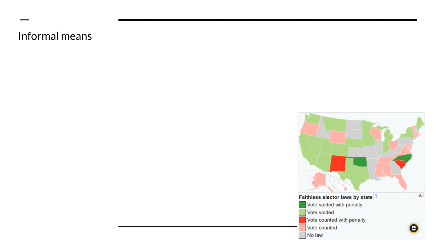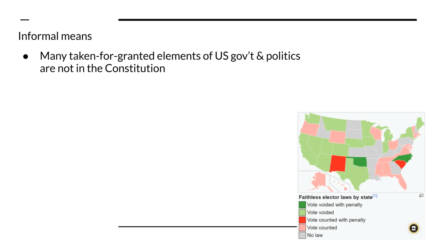Every other way of changing the Constitution is by some kind of informal process. And it does not mean that these changes are not significant. Some of the things we take as just fundamental bedrock elements of how government and politics works in this country are not anywhere in the Constitution. Like our two-party system. Or the actual practice of how things work in the Electoral College.